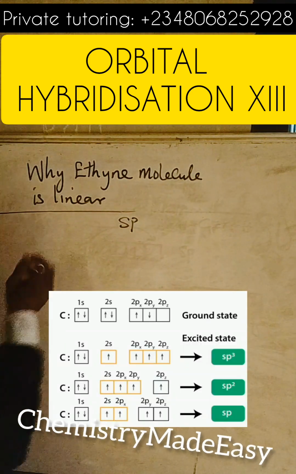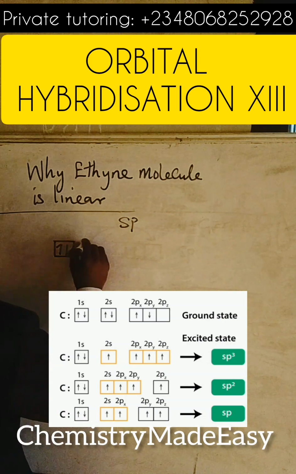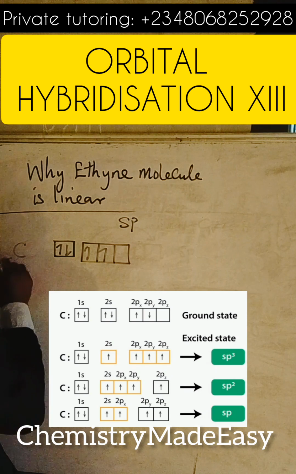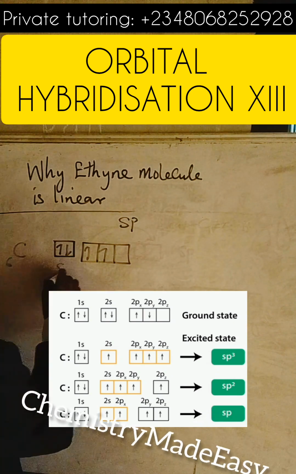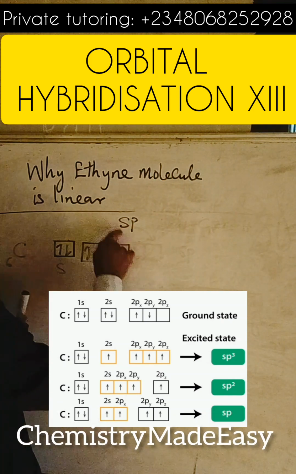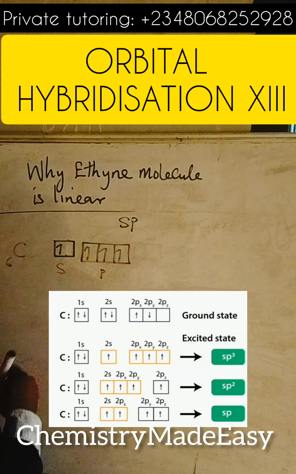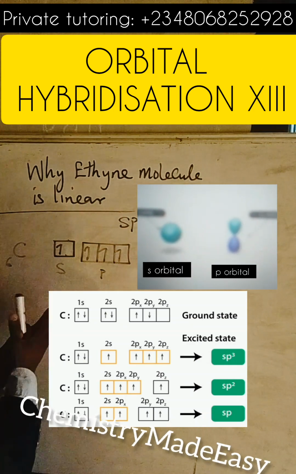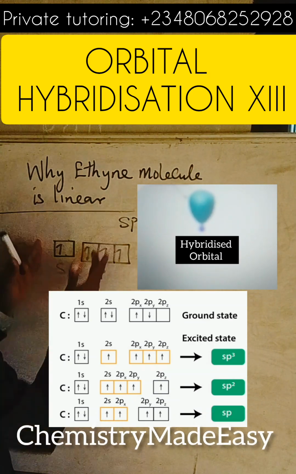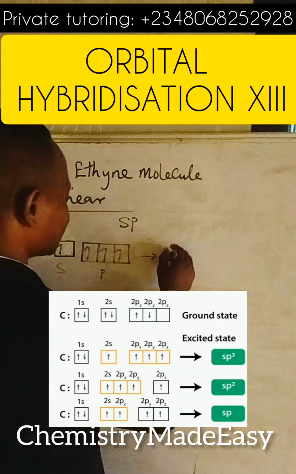hybridization. These are the outermost shell orbitals of carbon having 6 electrons. This is s, this is p. Now, when one electron is promoted to the empty p orbital, we have something like this. Then these orbitals are ready for hybridization. But the hybridization is sp, meaning one s mixing with one p. And we have this.